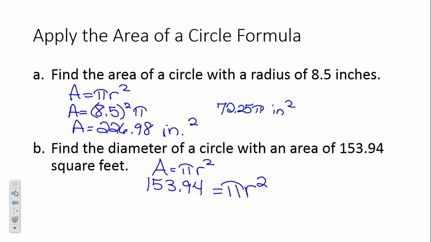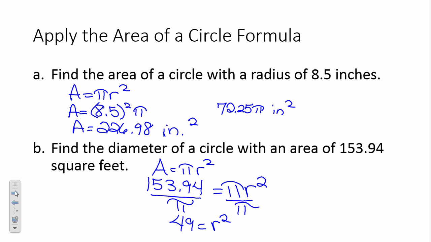So now we want to find the r, and pi is being taken times r. So how do we get rid of the pi? Divide. We divide both sides by pi. And 153.94 divided by pi is 49. So if 49 is equal to r squared, what will r be?